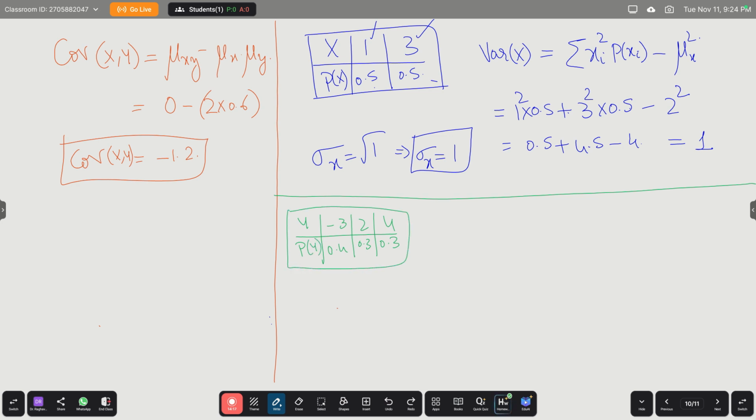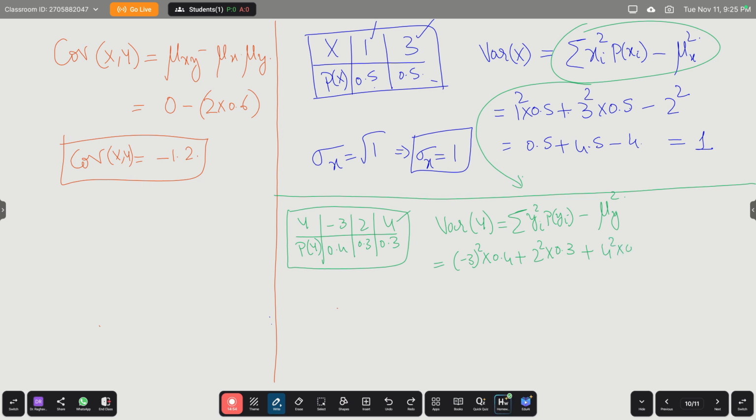So we need the standard deviation sigma y, for which first let us calculate the variance of y. The formula remains the same, just the change of variable. So we are rewriting the same formula: sum of yi square into probability of yi, minus mean of y square. So minus 3 square multiplied by 0.4, plus 2 square multiplied by its probability 0.3, plus the next value of y is 4, so 4 square multiplied by 0.3, minus mean of y square.